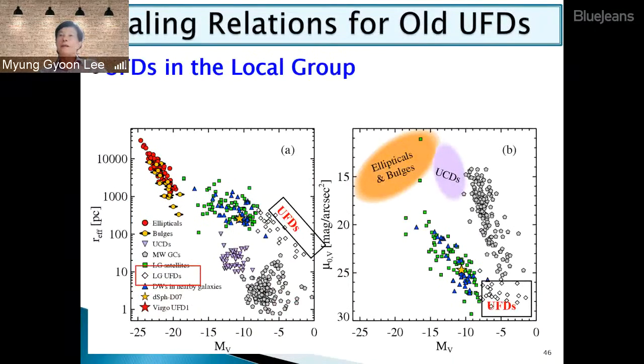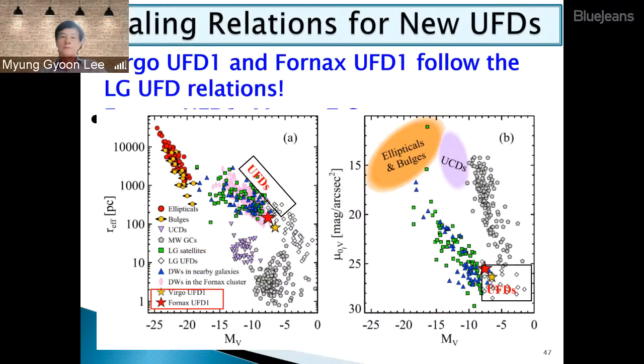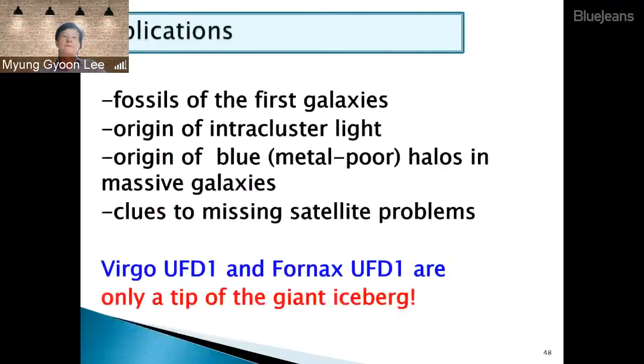And their scaling relations are consistent with the known UFDs in the Local Group. The red ones and the yellow star are the Virgo and Fornax UFDs. So they are real UFDs. But the Virgo UFD and Fornax UFD are only the tip of the giant iceberg, because there is only one UFD in a huge galaxy cluster.